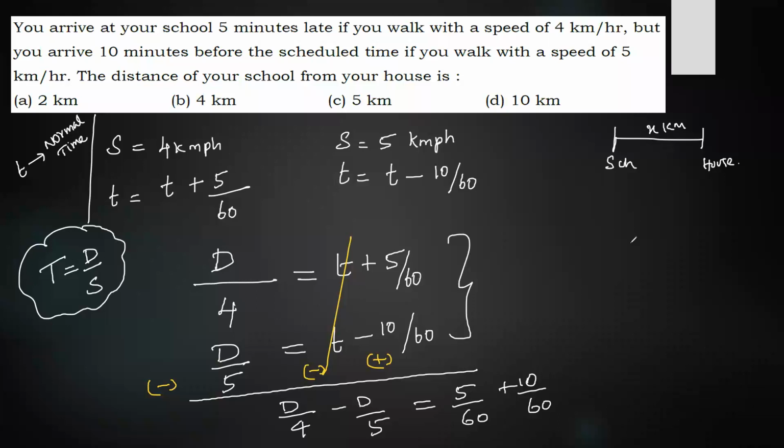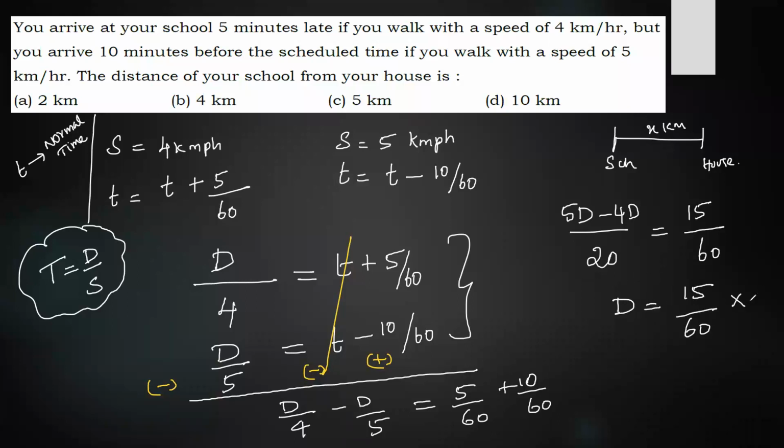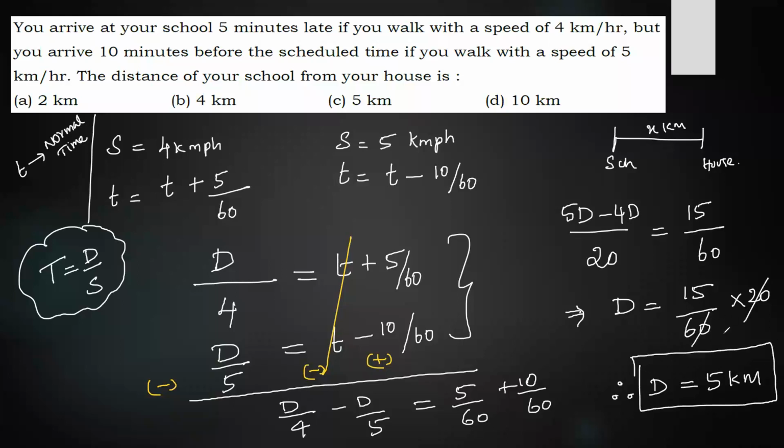If you take the LCM, you will get 20 on the left side. Cross multiplied, you will get 5d minus 4d. Since the denominators are the same, just subtract. So d equal to 5d minus 4d, d, right? So cross multiplied, you will get d as 5 kilometers. Is it clear?